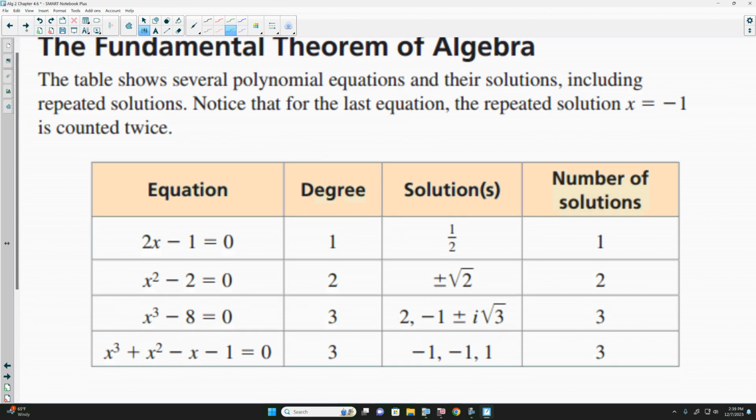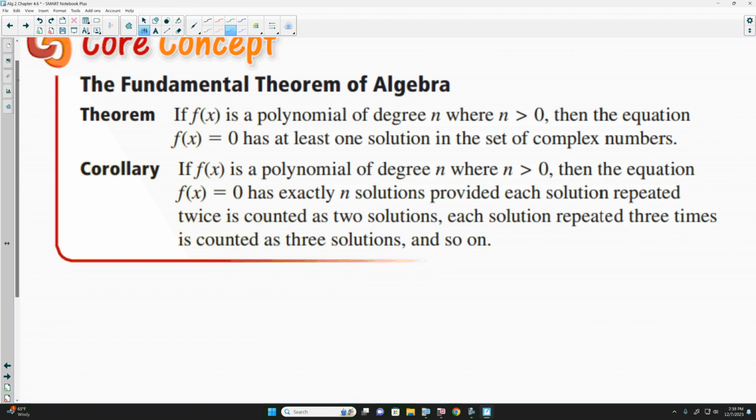I'm not going to worry too much about the table, because what I want to get to first is this here, the fundamental theorem of algebra. The fundamental theorem of algebra states, if f of x is a polynomial function of degree n, where n is greater than 0, then the equation f of x equals 0 has at least one solution in the set of the complex numbers.